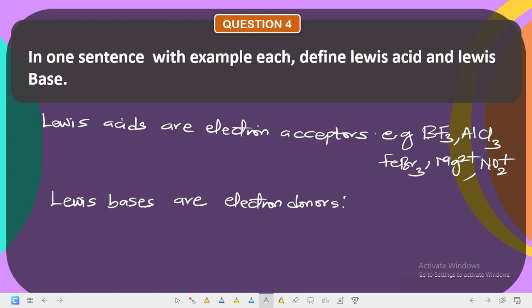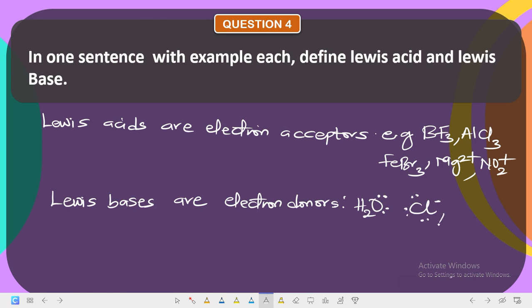Hence, the reason why it is called a Lewis acid. Now, Lewis bases are electron donors. For something to be an electron donor, it means that it has what? An excess of electrons for donation. An example of a Lewis base is H2O. H2O has 2 lone pairs of electrons that it can donate. We have Cl-. All these ones, they have what? Electrons that they can donate.